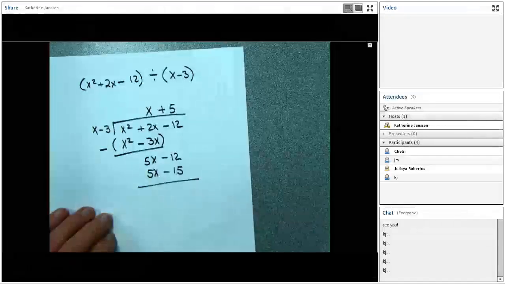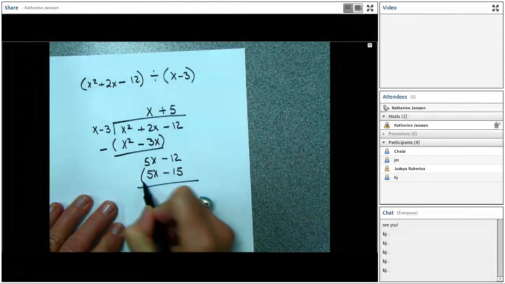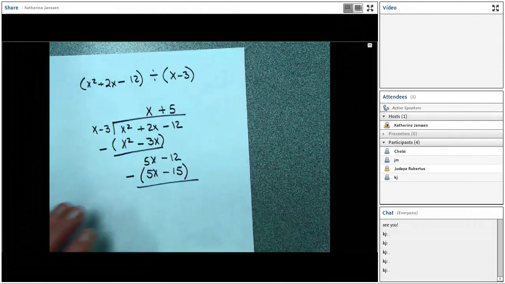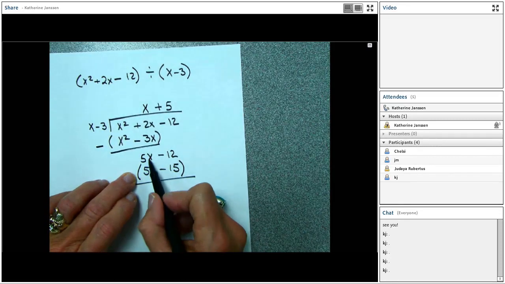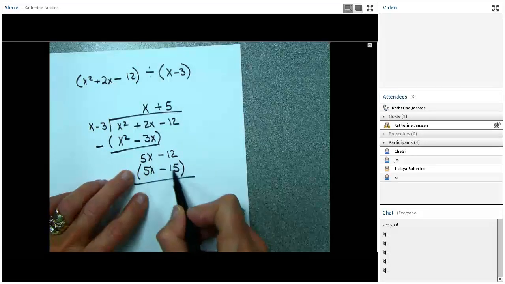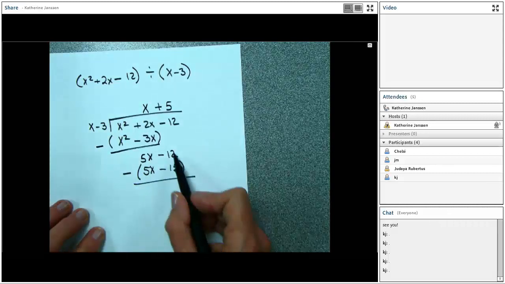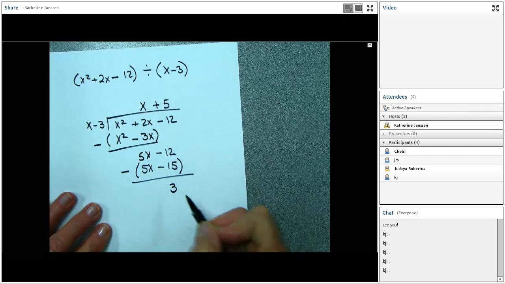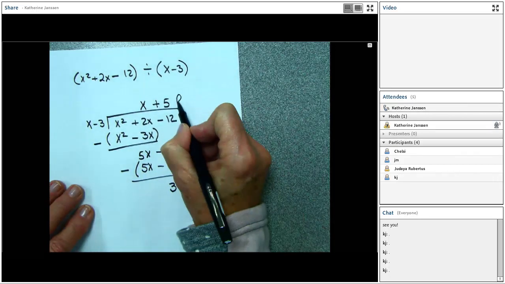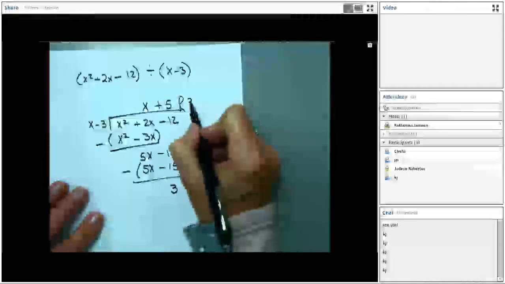Draw your line and subtract the entire polynomial, which changes the sign of each term. So this was negative, that goes to 0. This is negative, it's going to be positive. Positive 15 plus a negative 12 is a positive 3. So I have a remainder of 3.